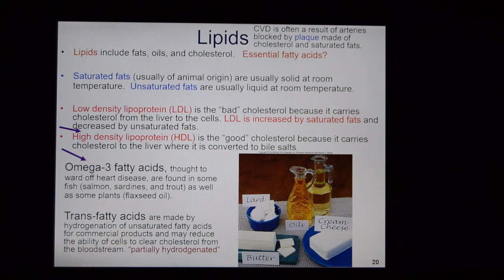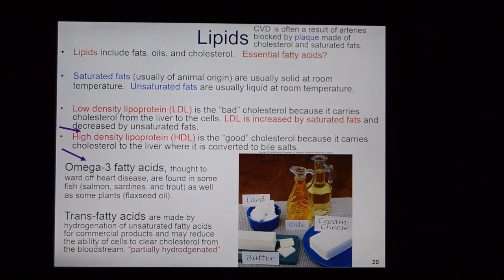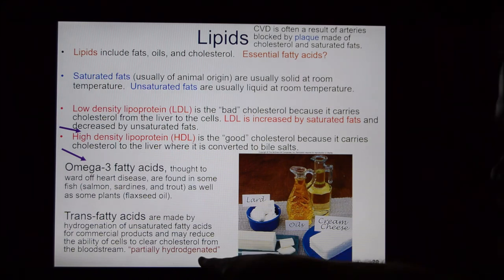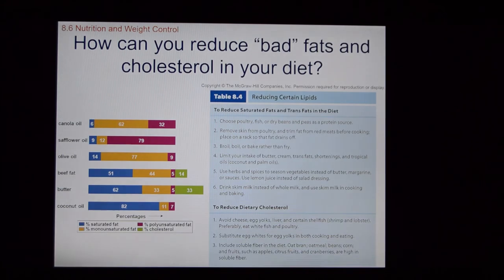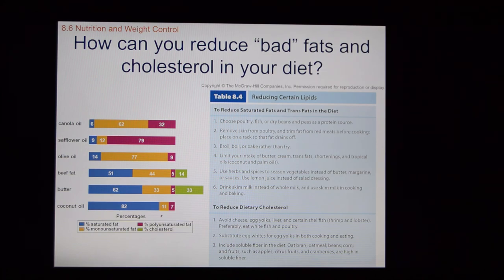You can also help this along the way by taking omega-3 fatty acids. These are thought of as being heart healthy and assist you with maintaining a healthy cardiovascular system. You find these mostly in fish-based products. And then, of course, there are trans fats, which are terrible for you. These are made in a laboratory and will take you straight to heart disease. So avoid anything that says partially hydrogenated or contains trans fats. These are ways you can reduce general cholesterol in your system.